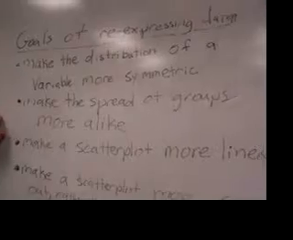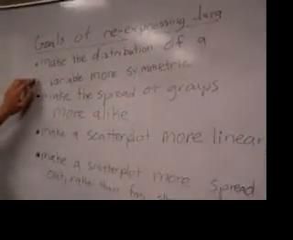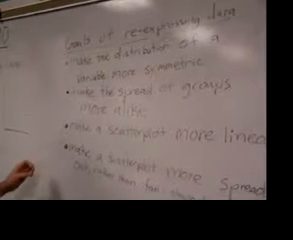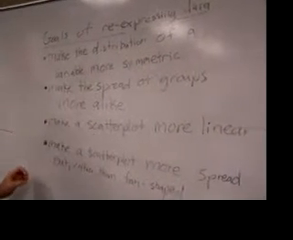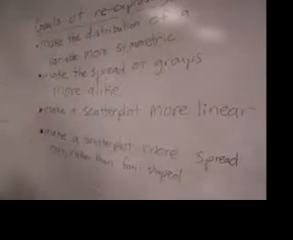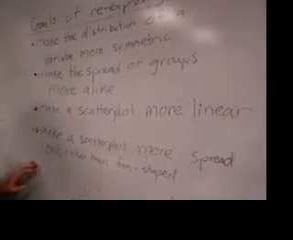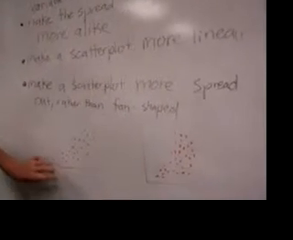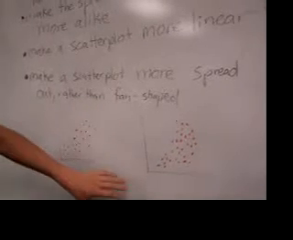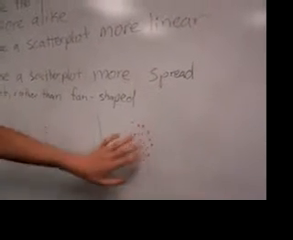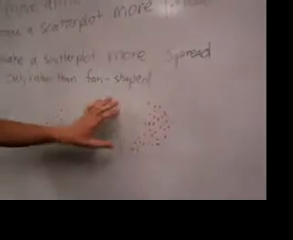So, goals of re-expressing the data, you can actually use it for a bunch of different things. You can make the distribution of a variable more symmetric. You can make the spread of groups more alike. That way it's easier to compare them. You can make a scatter plot more linear, like over here. And you can make a scatter plot more spread out rather than fan-shaped. As you can see here, it's pretty spread out, and then here you have very concentrated points at the bottom left, and then at the right up here, they're very spread out.